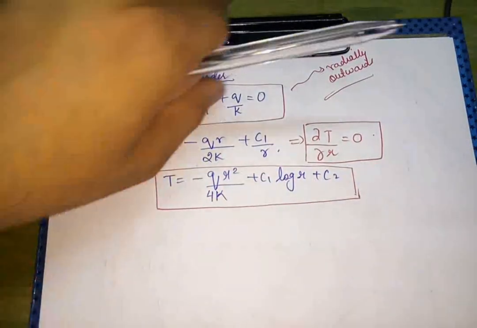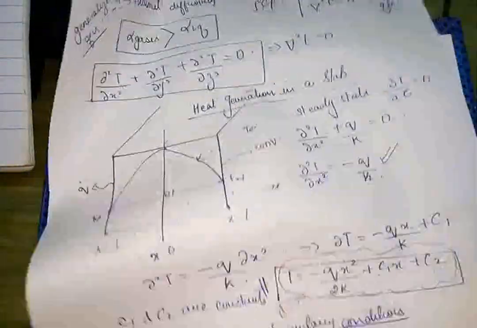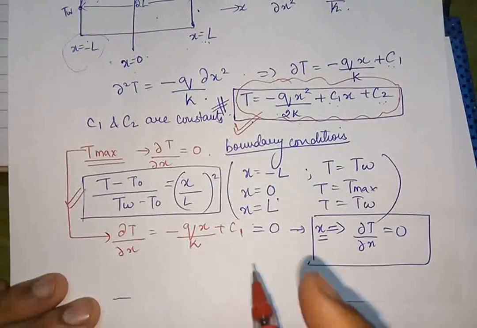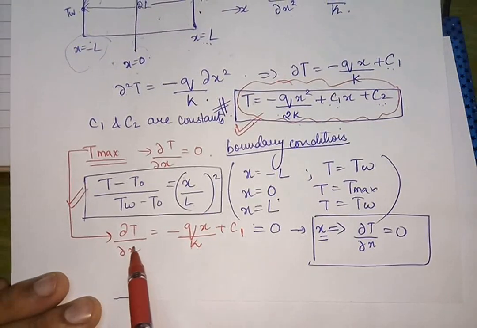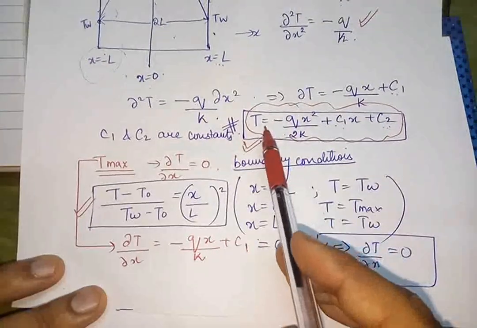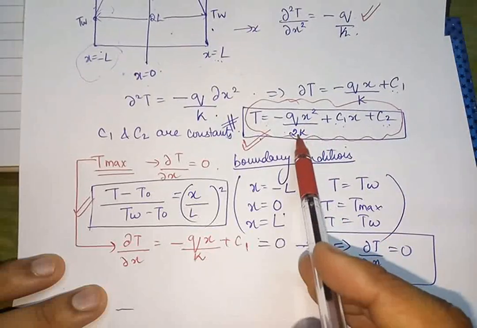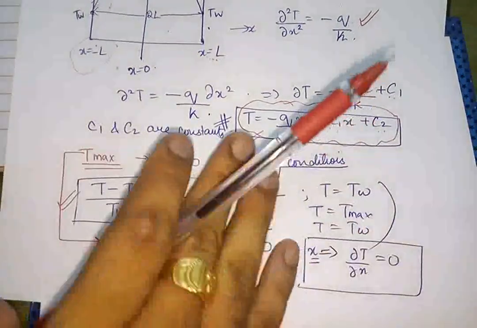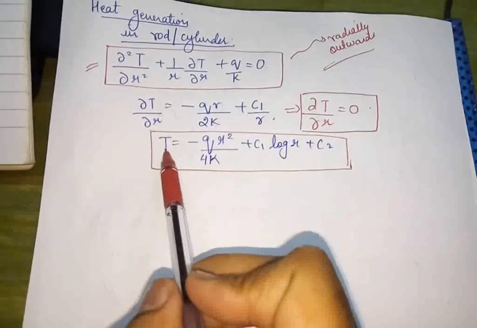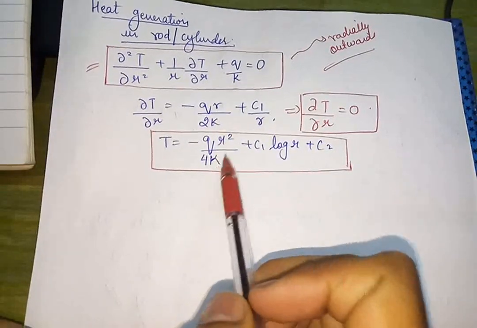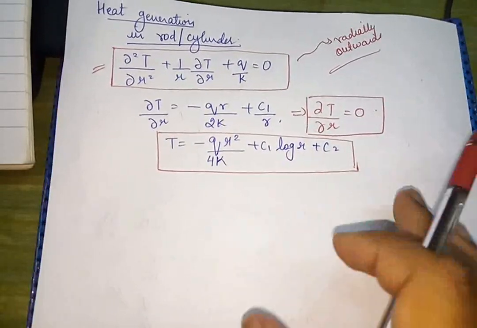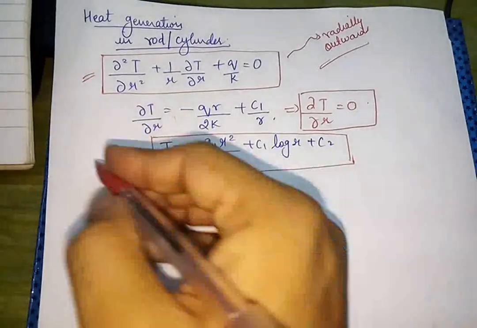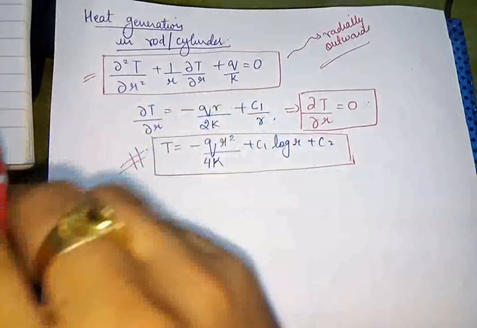Now if we look at the previous equation, T equals minus qx square upon 2k plus c1x plus c2, a very similar equation is obtained here also: T equals minus qr square upon 4k plus c1 log r plus c2. So this equation should be remembered directly.